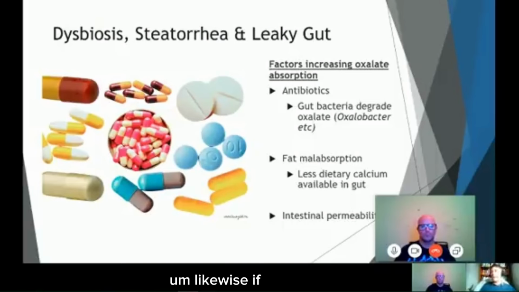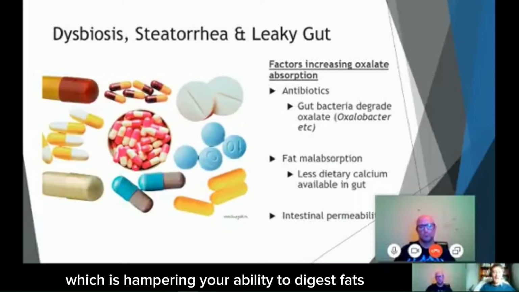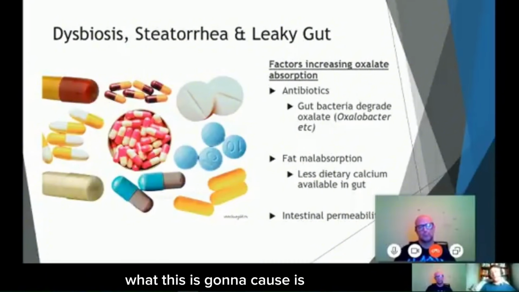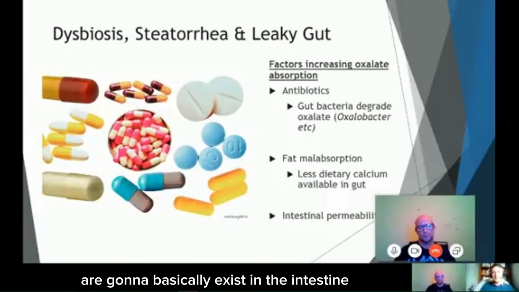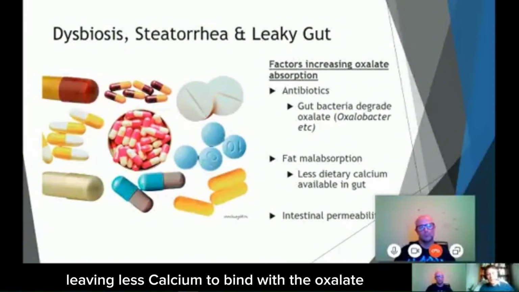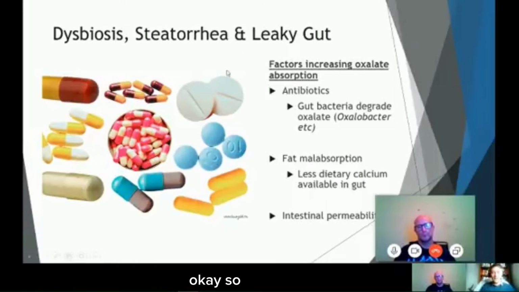Likewise, if you've got any kind of small intestinal bacterial overgrowth or anything which is hampering your ability to digest fats, so this could be poor bile flow from the liver, or pancreatic insufficiency, anything which inhibits your ability to emulsify fatty acids, what this is going to cause is fat getting into the intestine. Unemulsified free fatty acids are going to exist in the intestine, and what these do is bind up the dietary calcium, leaving less calcium to bind with the oxalate, leaving more oxalate to get into the bloodstream. Does that make sense?